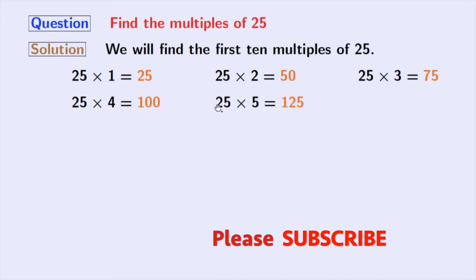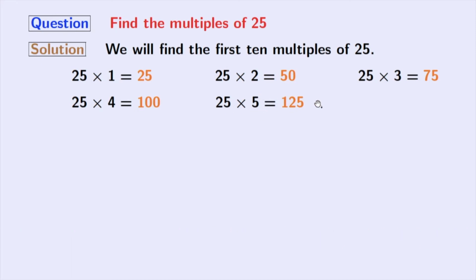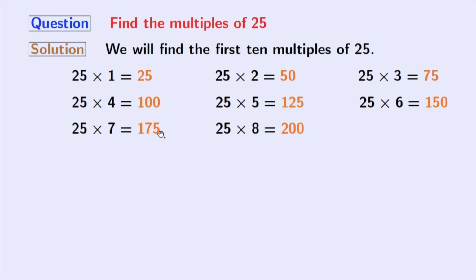Multiplication of 25 and 5 gives us 125. 25 times 6 gives us 150. Next, if we multiply 25 with 7, we get 175. Multiplication of 25 and 8 gives us 200.